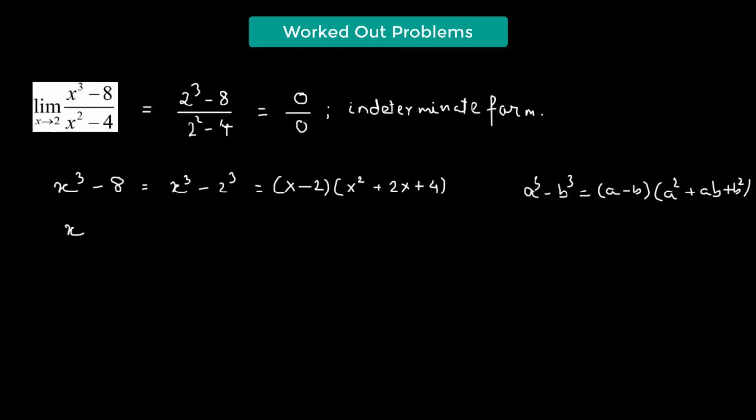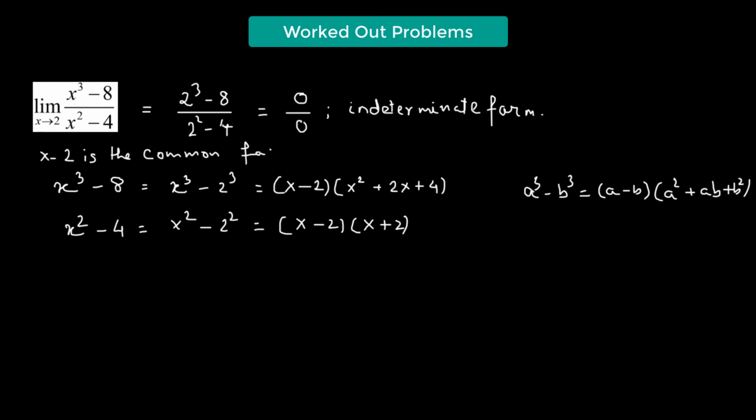Then we factor out the denominator, which is x squared minus 4. This can be rewritten as x squared minus 2 squared, and we apply the formula x minus 2 times x plus 2. Also we see, according to our given limiting value of x, x minus 2 is the common factor. So we find that it is indeed the common factor in both the two polynomials.